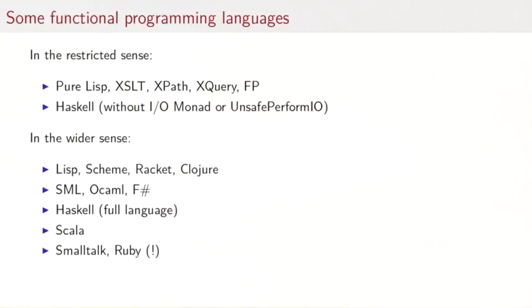In the wider sense, we see the Lisp family of languages, starting with Lisp, with prominent dialects Scheme, Racket, and Clojure. The ML family that has SML, OCaml, F# as the most popular variants, Haskell, the full language, Scala, and also Smalltalk or Ruby. You might be surprised to see the last ones in the list of functional languages, because they generally count as object-oriented languages.